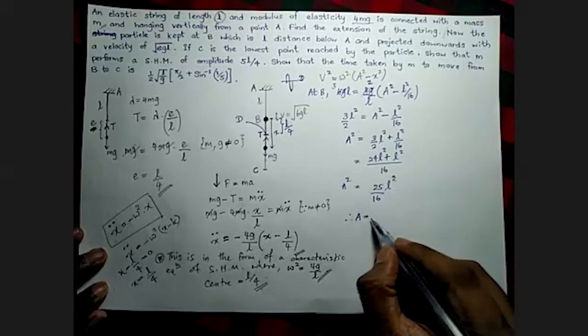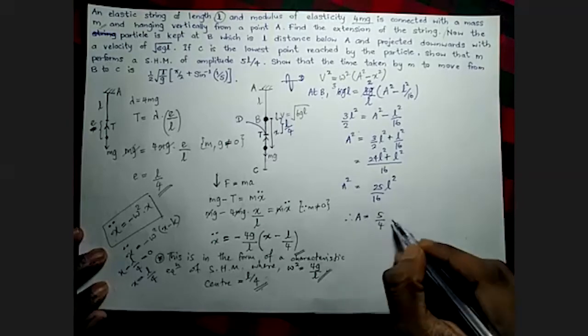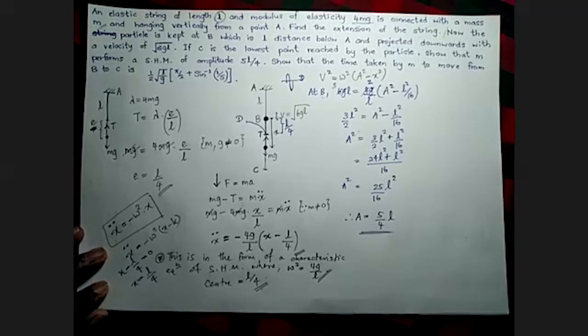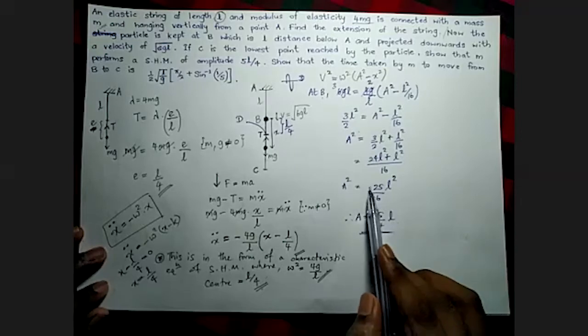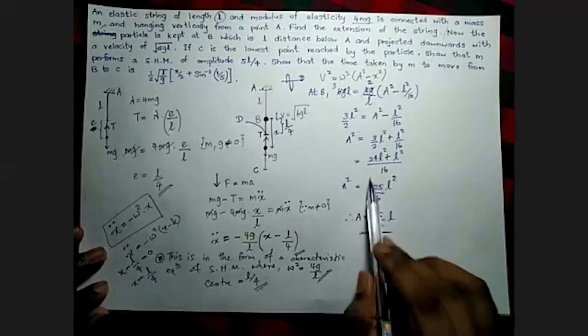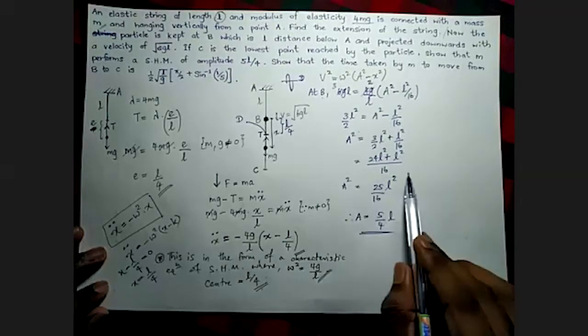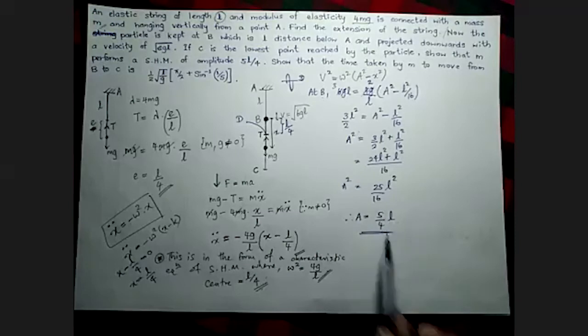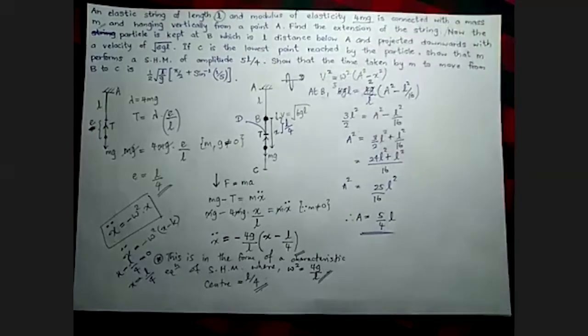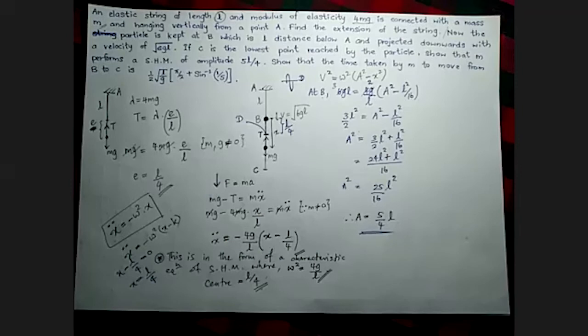Take the square root of this: 5 over 4 L. Amplitude is a length, a distance, so it cannot be negative. Therefore, no need to consider plus or minus when we take the square root. We can take only the positive value. So amplitude is 5L over 4. We have already calculated the amplitude.